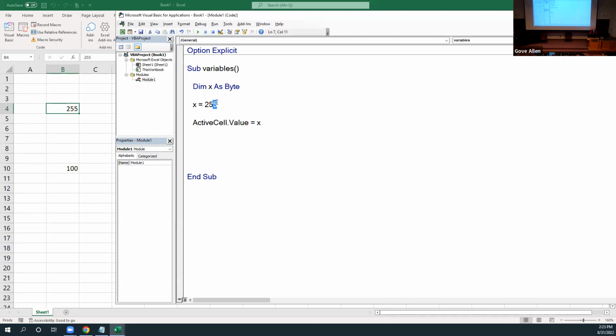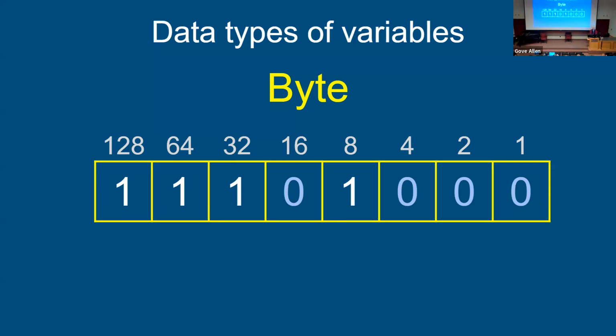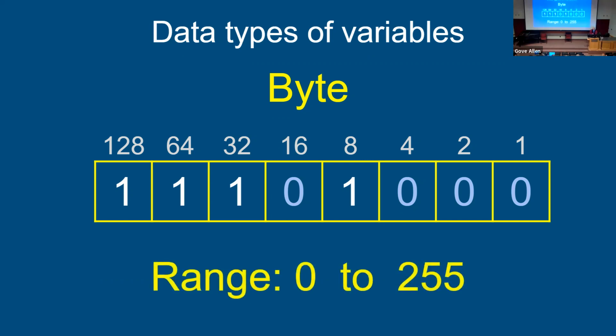But now let me try to go to 256. That's outside the range of what it's allowed, right? At 255, that's all full of ones. Do I actually have that showing here? Maybe not. That's all full of ones at 255. There's not room for any more ones in there, like the container that's holding those ones is full.